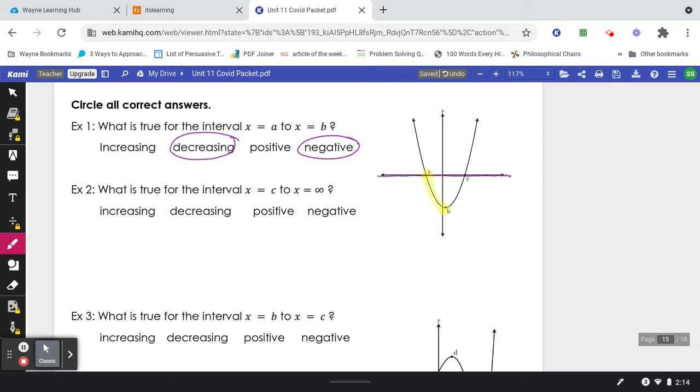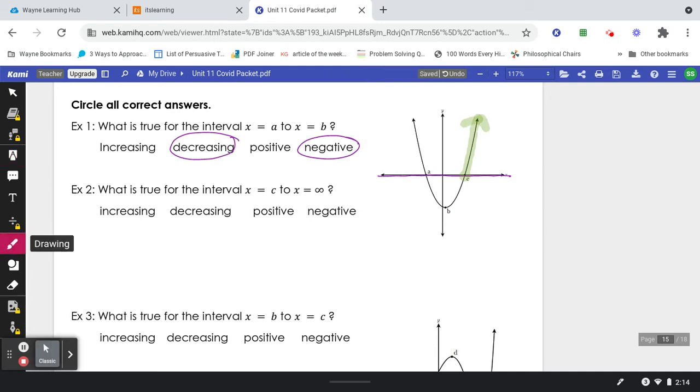All right, let's do the same thing for the next interval. It says, now look at the interval from x equals c to x equals infinity. So c to infinity, let me erase this other one here. There we go. So from C all the way to infinity. Let's talk about that section. That keeps going.